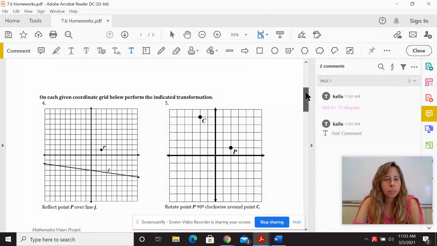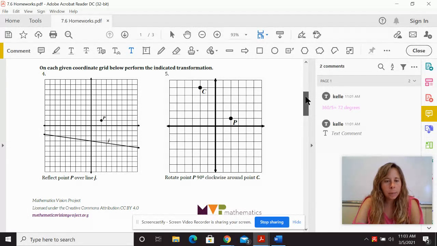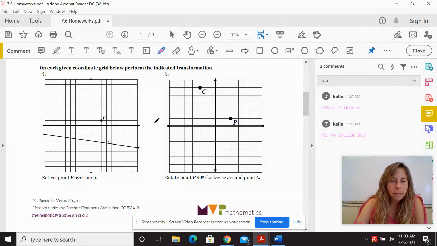I don't know which one of these I want to do. Well, we'll start with number 4. We'll see if maybe I'll also do 5. So we're going to reflect point P over line J.